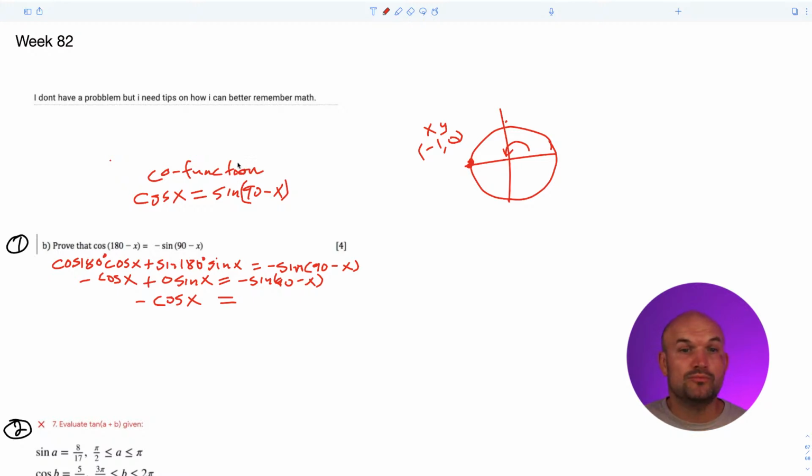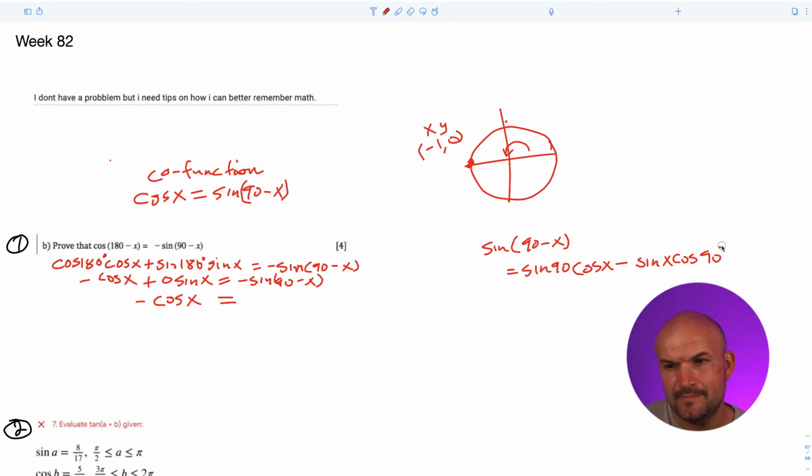Now, if you want to prove that it is the cofunction identity, again, you just use the sum and difference formula. What you do in this case is say sine of 90 minus x. Using the sum and difference formula, that's going to be sine of 90 cosine of x minus the sine of x cosine of 90. Okay, so now let's see what this is.